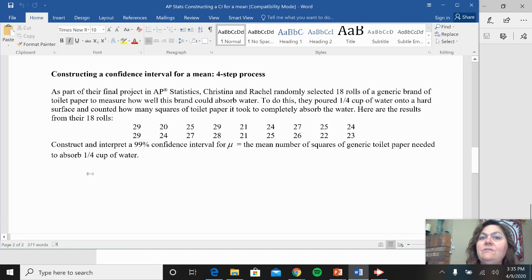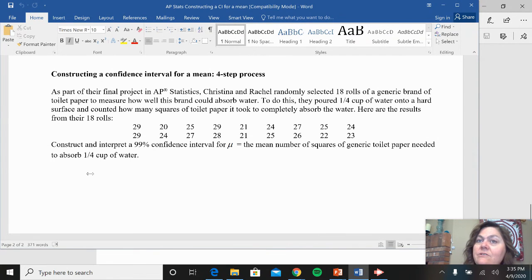So now all you need to do is finish this by doing plan, do, conclude. Get your conditions underway, your 3 conditions: SRS, normal, independence. Do those 3 checks, and then do your formula and come up with your CI. We are using t-star here because there's no standard deviation of the population of all these toilet paper rolls. This is from the samples, so sample s, t-star for your do, and then write a conclusion, and I'll come back and show you mine.